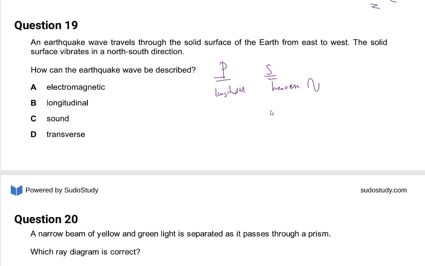Now, the earthquake waves travel through solid surfaces. The solid surfaces vibrate. How can it be described? Now this longitudinal wave is going to go through both solid plus liquid. Now this one only liquid. Sorry, my bad, only solid. So therefore it's going to be D in this particular case.